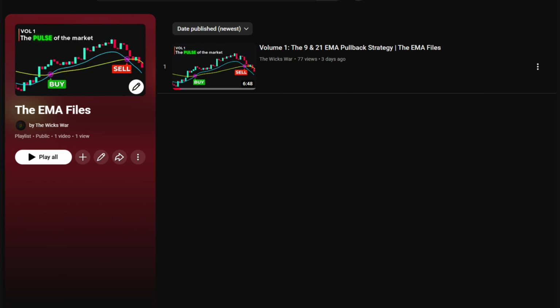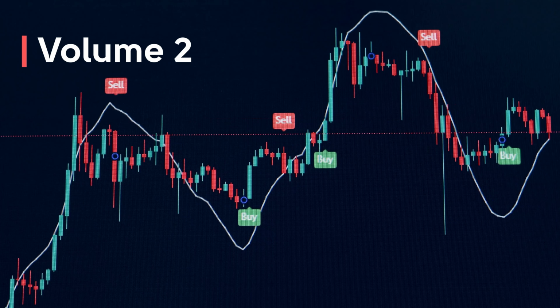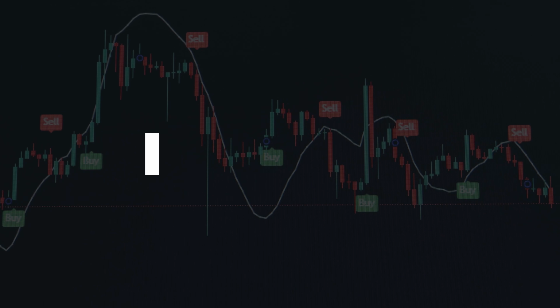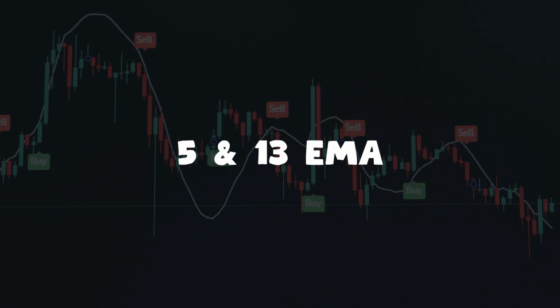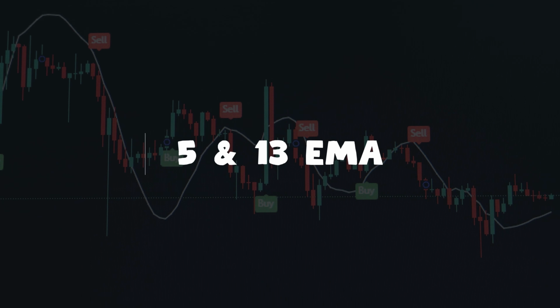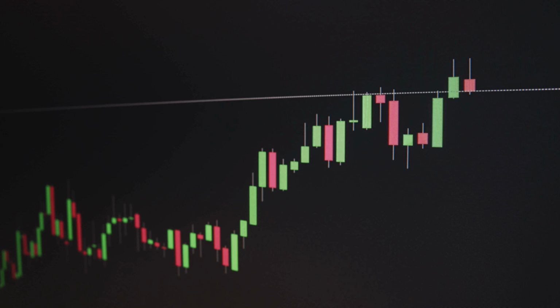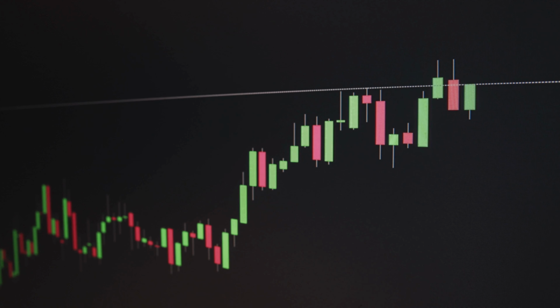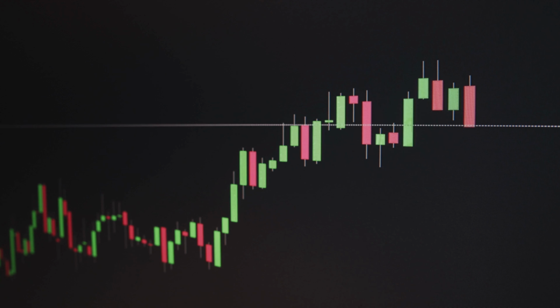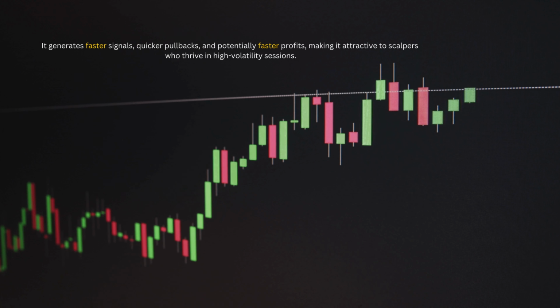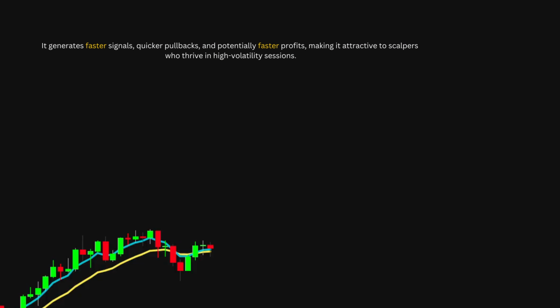If Volume 1 was about riding trends and staying patient with structure, Volume 2 is about attacking momentum with precision and speed. The 5 and 13 EMA strategy, known by many active traders as the Golden Scalp, is built for fast markets, quick reactions, and sharp entries that aim to capture explosive short-term moves. It generates faster signals, quicker pullbacks, and potentially faster profits, making it attractive to scalpers who thrive in high volatility sessions.